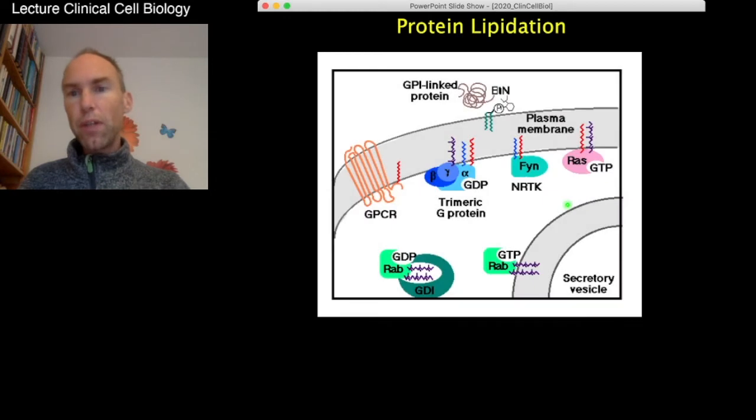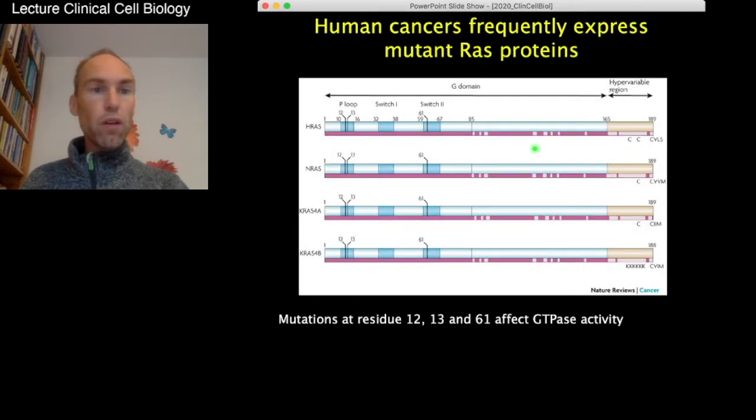Now, many proteins can be modified with so-called fatty acids. These are hydrophobic lipid tails that make sure that those proteins are recruited to membranes. It can be either the plasma membrane, but can also be the membrane of secretory vesicles. Now, many proteins are modified with these kind of lipid tails. One of those classes of proteins is the RAS oncogene family.